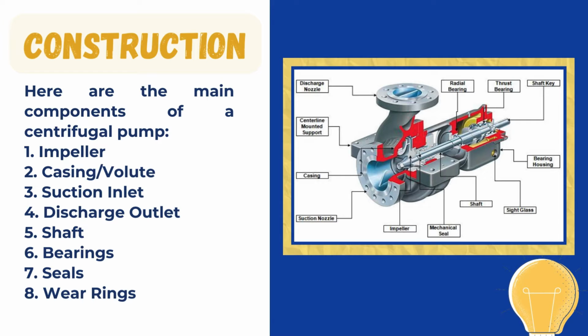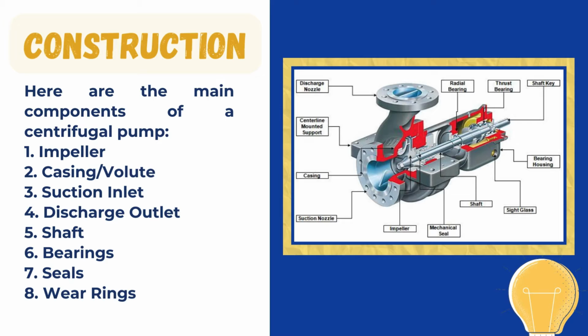Okay? Guys, now the second component is the casing or volute. Guys, the casing, also known as the volute, is a stationary outer covering that surrounds the impeller. Its main function is to collect the fluid discharged from the impeller and guide it towards the pump discharge outlet. The casing also helps to convert the kinetic energy of the fluid into pressure energy. So guys, the purpose of the impeller is to generate energy for the flow of the fluid in the radially outward direction, and the purpose of the casing or volute is to provide a proper direction to the fluid.